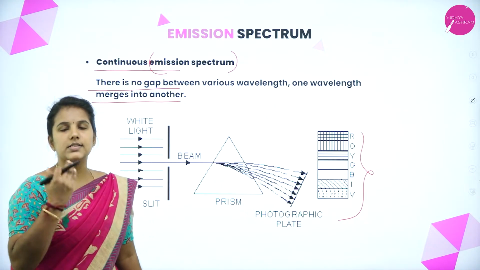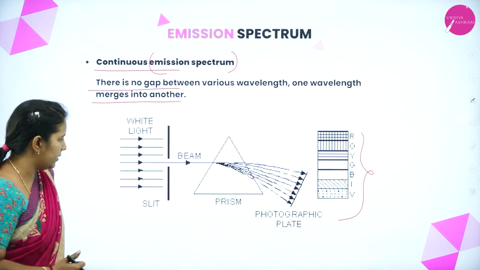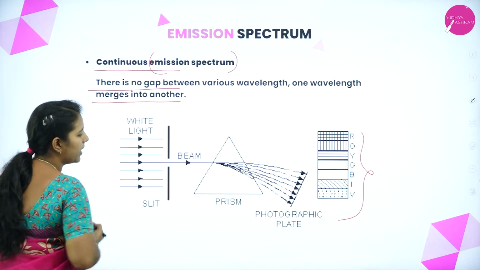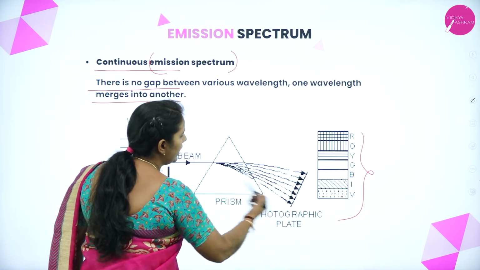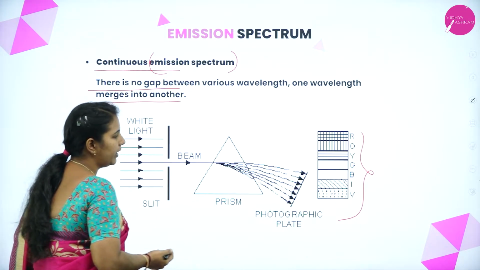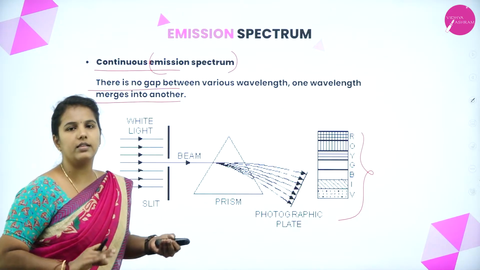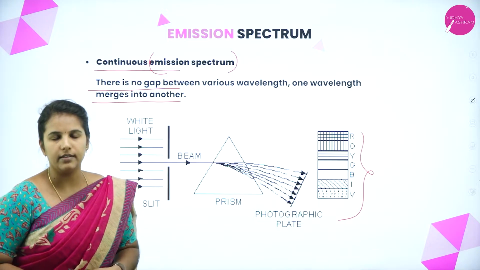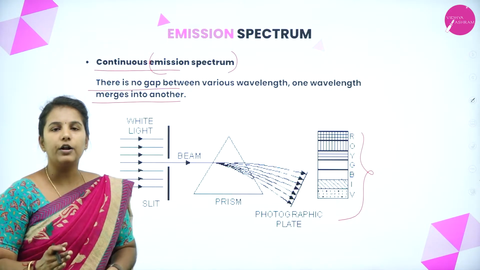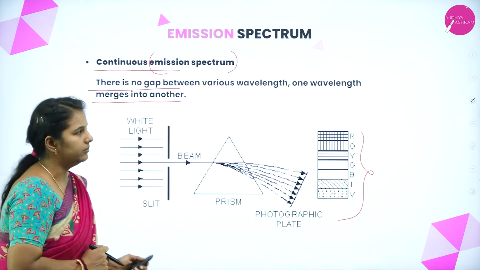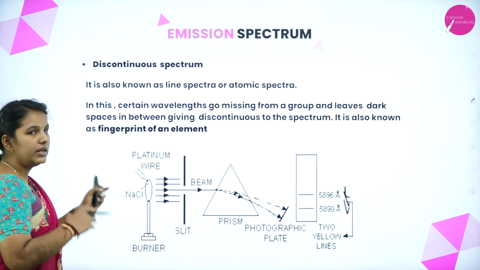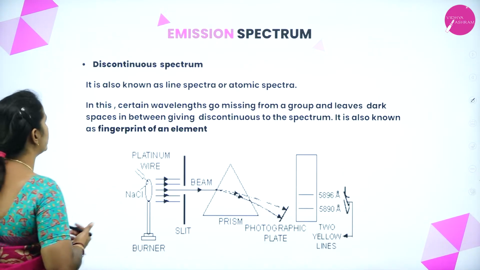Hence it is known as continuous emission spectrum, where white light is passed through the prism and split into different colors, and all these colors merge with one another with different wavelengths. Hence it is known as continuous emission spectrum. Now let us see what is the discontinuous emission spectrum.